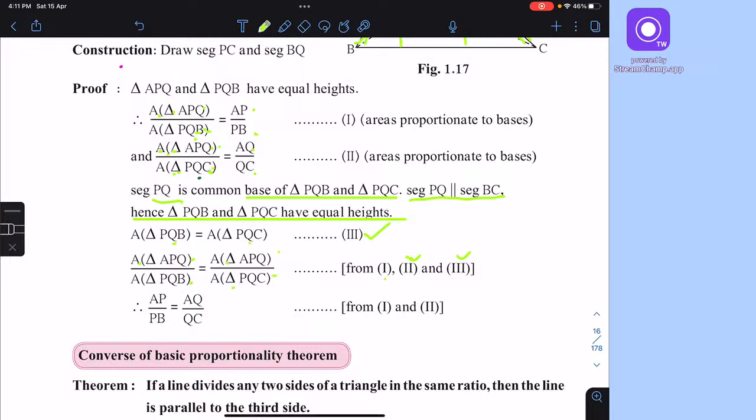I told you here, APQ and APQ, their numerators are the same and the denominators we proved to be the same. This area is equal to this area. So these left hand sides are equal and therefore these right hand sides are also equal. Therefore AP upon PB is equal to AQ upon QC.